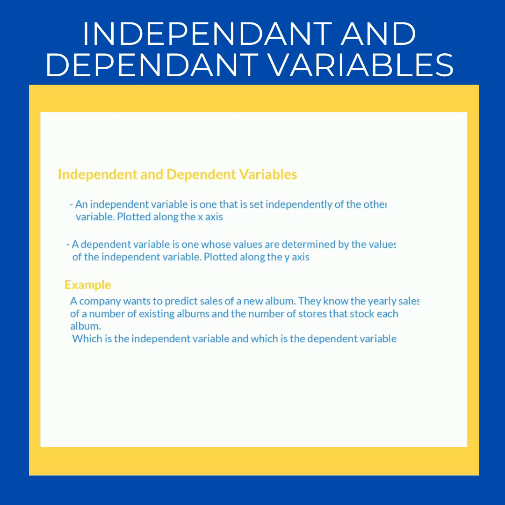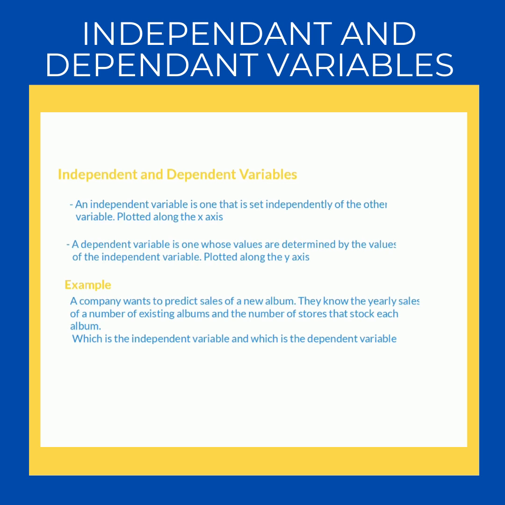In this lesson, I'm going to talk about independent and dependent variables. So an independent variable is one that is set independently of the other variable, and it's usually plotted on the x-axis. While a dependent variable is one whose values are determined by the values of the independent variable, and the dependent variable is usually plotted on the y-axis.